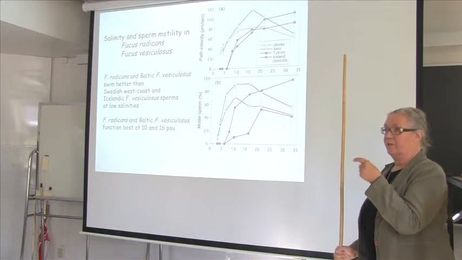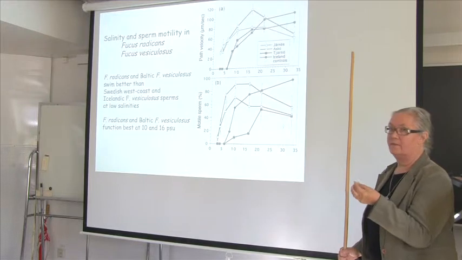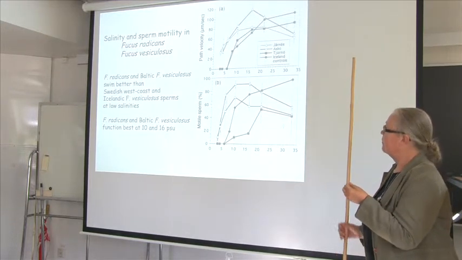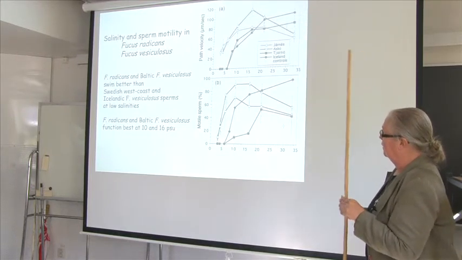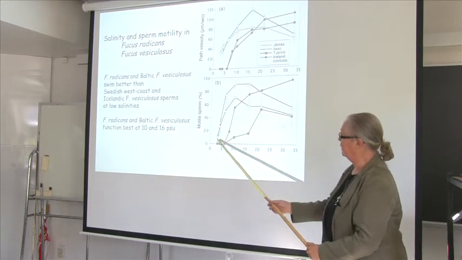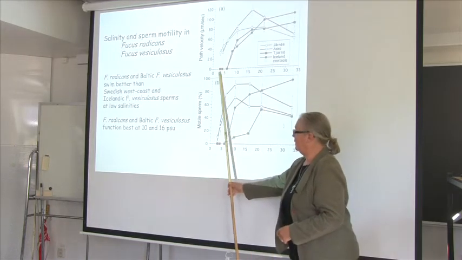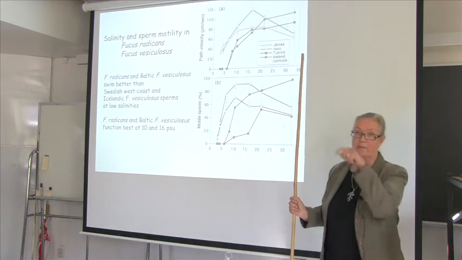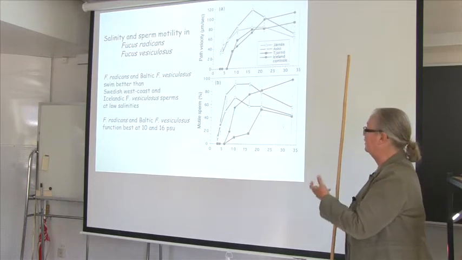So we took little glasses where we released the gametes and the sperms from Fucus vesiculosus. And then we looked at how they are swimming and how motile the sperms are. And also here the white points are mobile at the lower salinity, and they have a higher velocity and higher path rate at low salinity than the marine species.